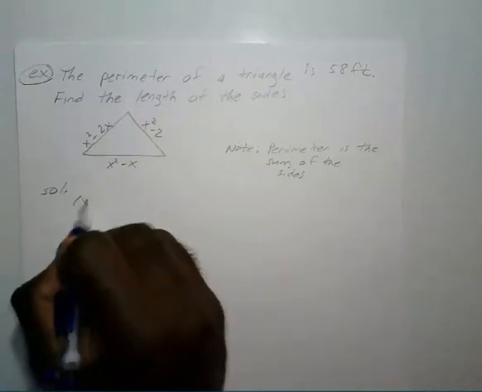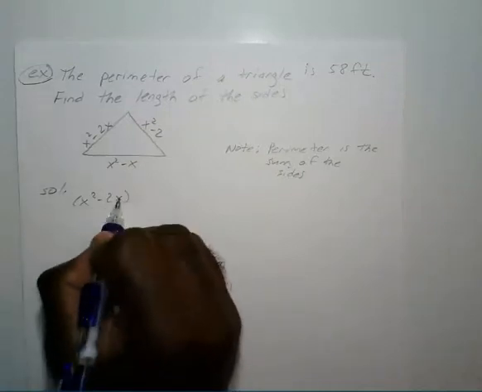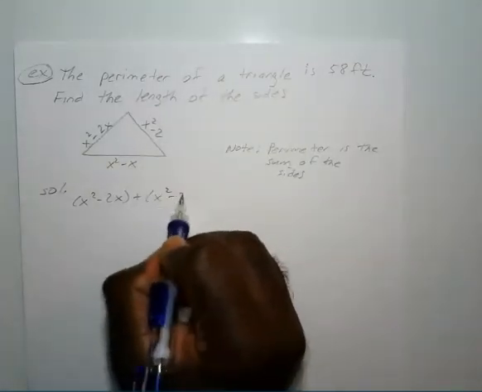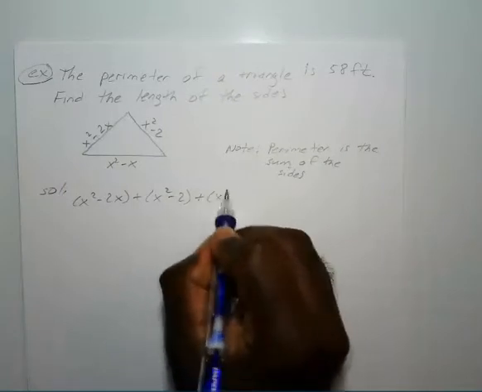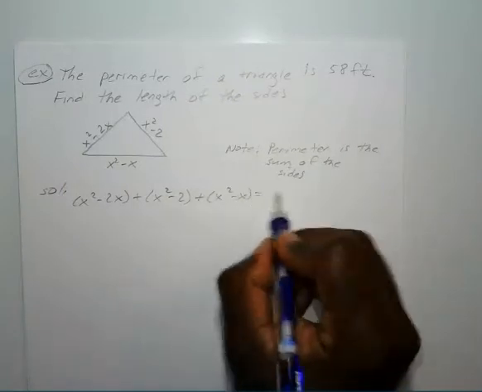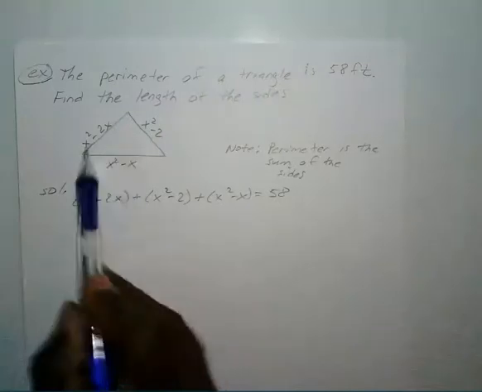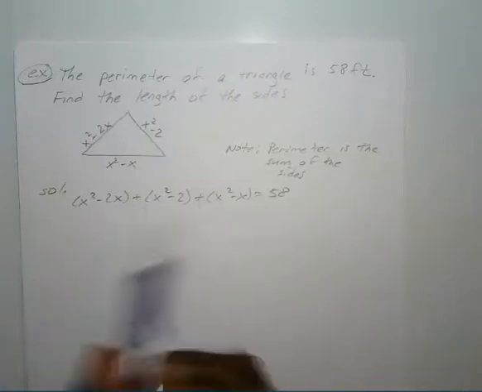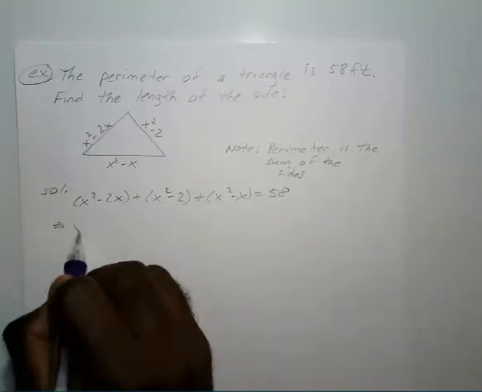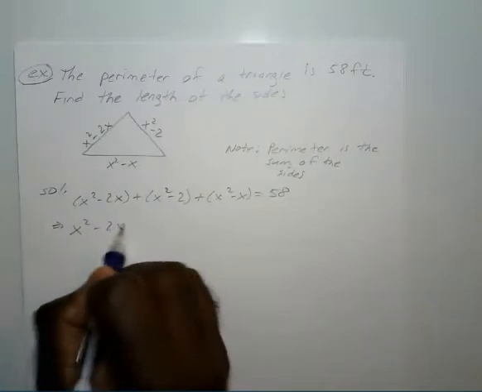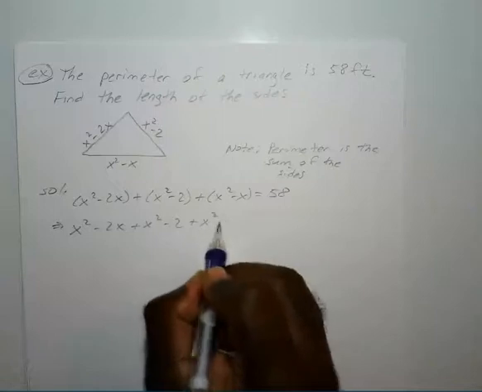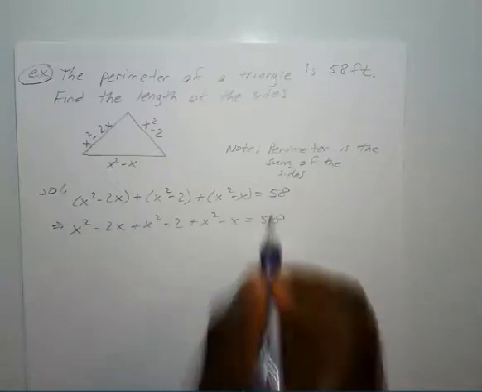Okay, so you have x squared minus 2x plus x squared minus 2 plus x squared minus x equals 58, because we know if we add them all together, it's going to equal 58. Now since these are all positive, we really can just drop the parentheses. So we have x squared minus 2x plus x squared minus 2 plus x squared minus x equals 58.